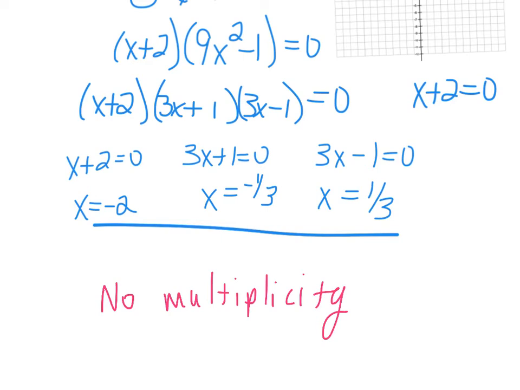So what does that mean? If there's no multiplicity at any of those points, what does that mean about the graph? It goes through. There's going to be bumps, but it's going to go through. It just doesn't bounce. It's going to go through the x-axis.